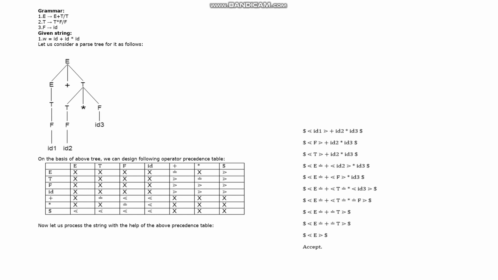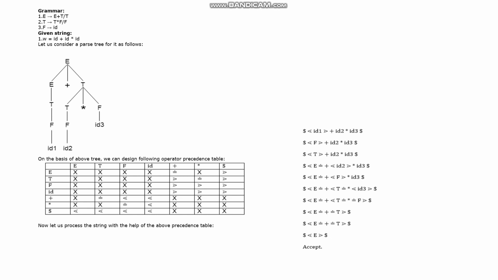What are the advantages of this parser? The implementation is very easy and simple. The parser is quite powerful for expressions in programming languages because it basically includes operators. Then the disadvantages: handling tokens that have difficult precedence becomes very difficult. Only a small class of grammars can be parsed using this. As I already said, we can only parse operator grammars with this.